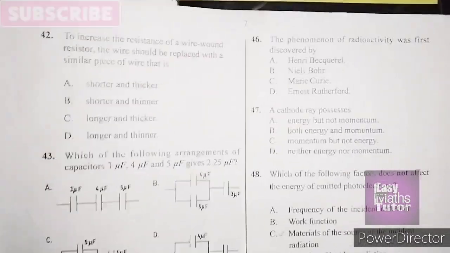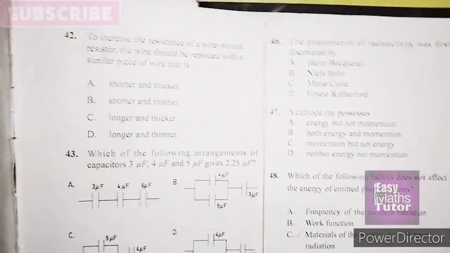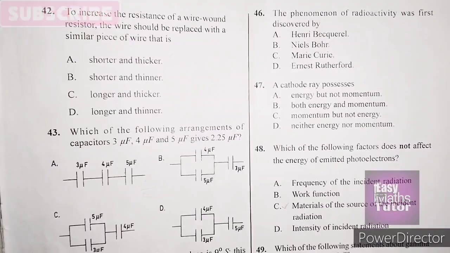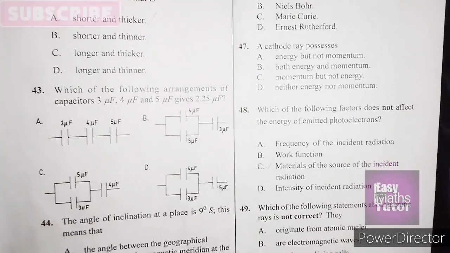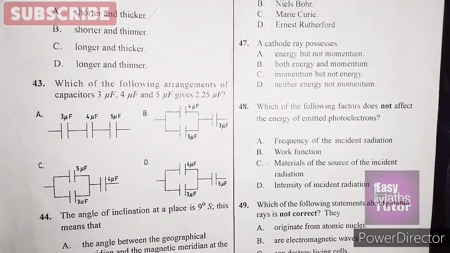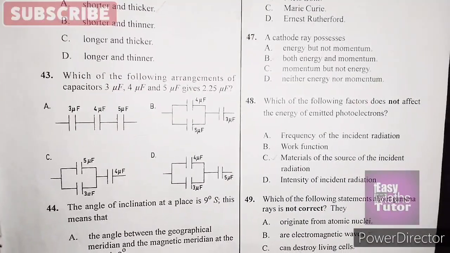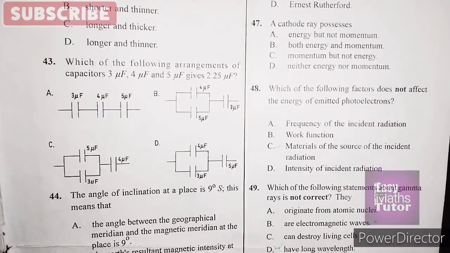So in the next question, the phenomenon of radioactivity was first discovered by, I know the answer. Now question 47, a cathode ray possesses, I'll look at all the options. I will choose B, both energy and momentum.